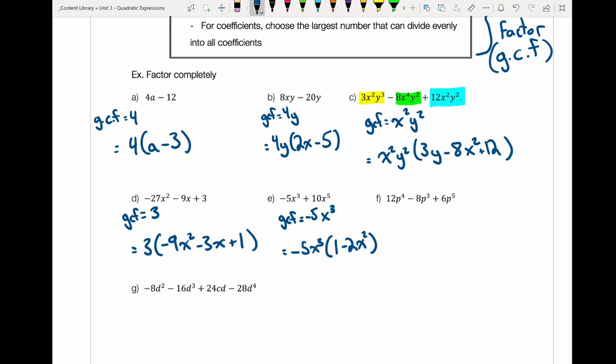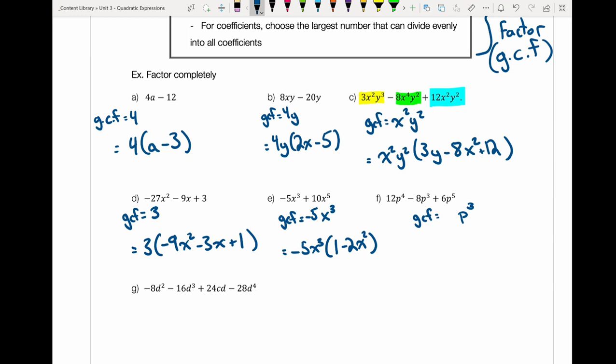For F, again, look for the greatest common factor. Look at the variables. Do they have one in common? Yes, in this case they have p that's in common. Now look at the exponents. What is the smallest exponent out of all three of them? In this case it's 3, so my exponent has to be 3 on the p. Next we're going to look at the numbers. What is the largest number that can divide evenly into all of these coefficients?